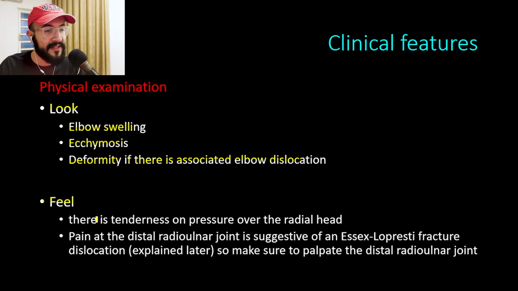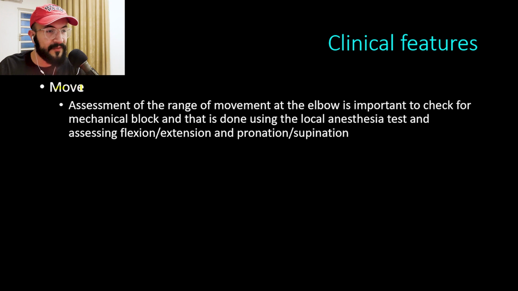On feeling, there is tenderness on pressure over the radial head, and pain at the distal radio-ulnar joint is suggestive of an Essex-Lopresti fracture dislocation, which will be explained later. So make sure to palpate the distal radio-ulnar joint to make sure that there is no pain and the Essex-Lopresti fracture is excluded.